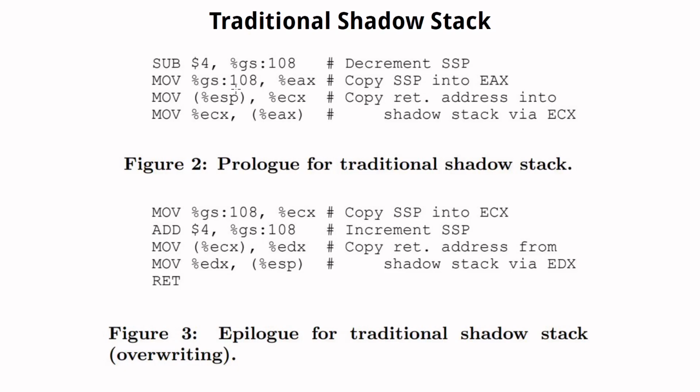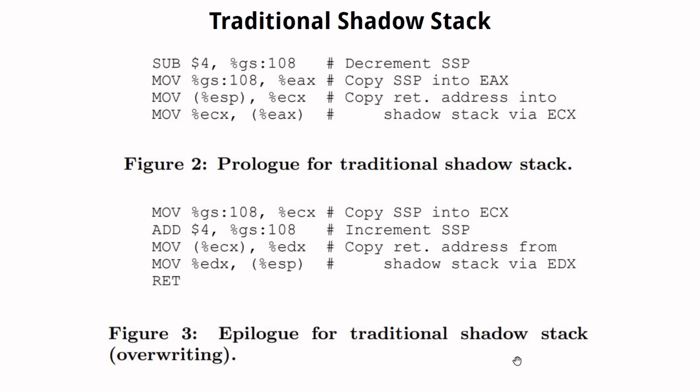So we move the value of our shadow stack pointer to the register EAX. Then we move whatever ESP points to into ECX. So at the beginning of the function, what does ESP point to? ESP points to the return address, right? At the very beginning of the function, ESP points to the return address. So what we're doing here is moving the return address to the register ECX. The return address is already on the main stack. We're moving that copy to ECX. Then we move ECX to where EAX points to, and EAX points to the GS 108 place, right? So that's how we make another copy of the return address at a different memory location. Four instructions to do that.